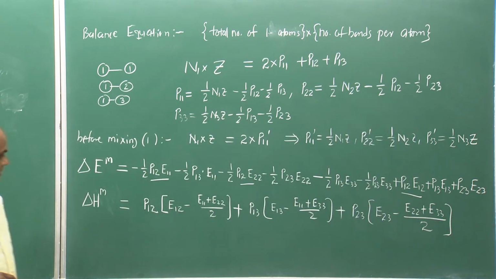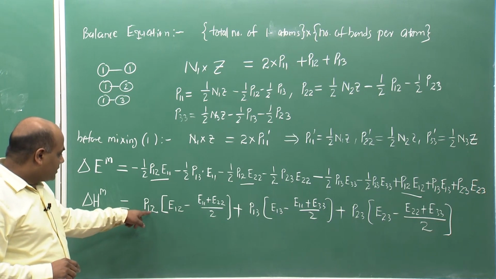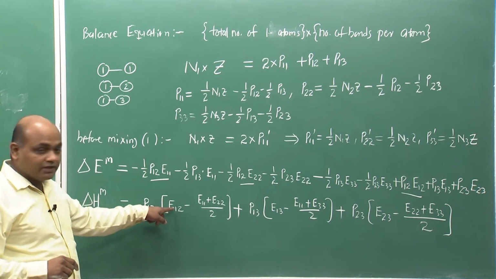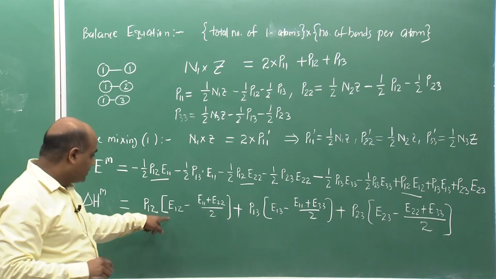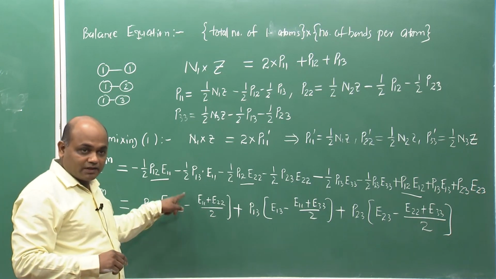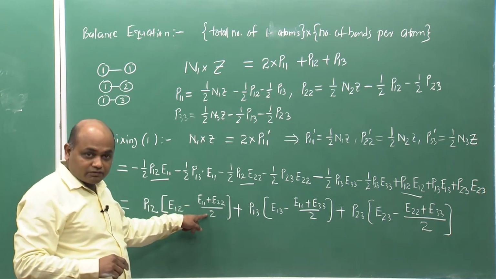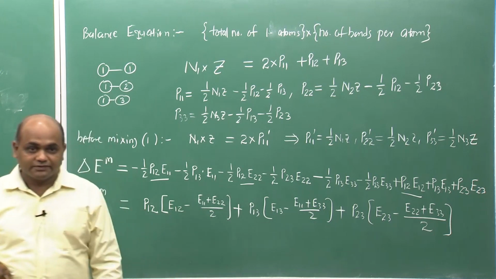Okay, so essentially we are multiplying the number of dissimilar bonds with the difference between the energy of that dissimilar bond and the average of the similar type of bonds. Right.